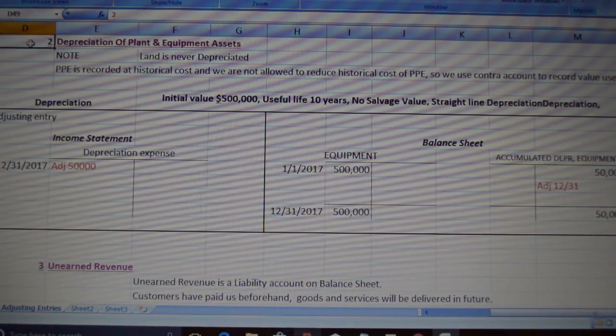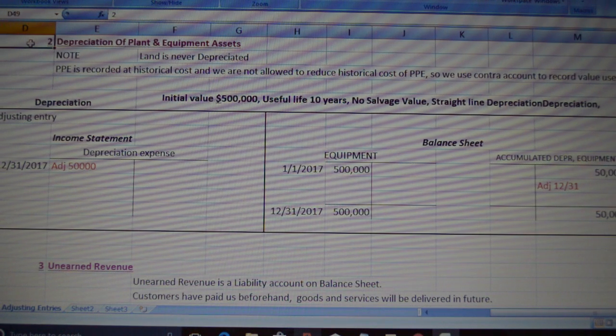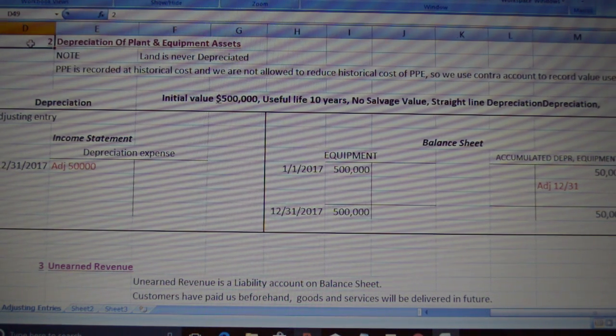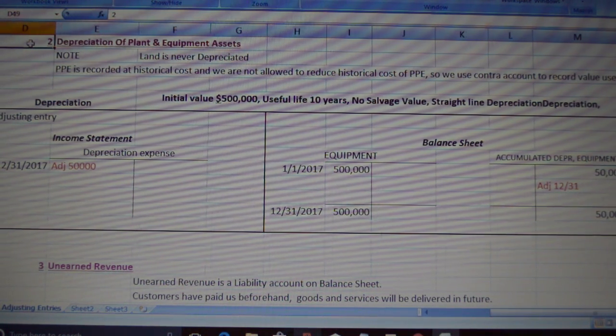Also note that the land is never depreciated. The property, plant, and equipment is recorded at historical cost. And as I have said, we are not allowed to reduce the historical cost of property, plant, and equipment. So we use the contra account to record the value of the asset that has been used up during the year.